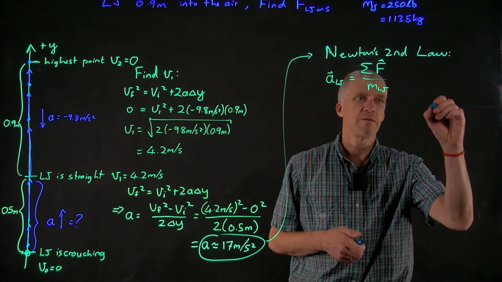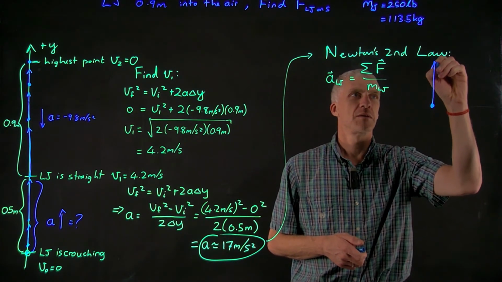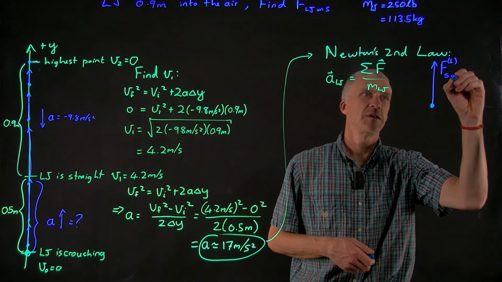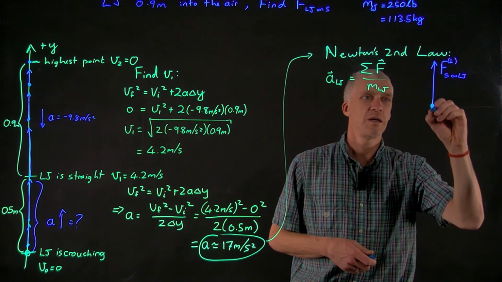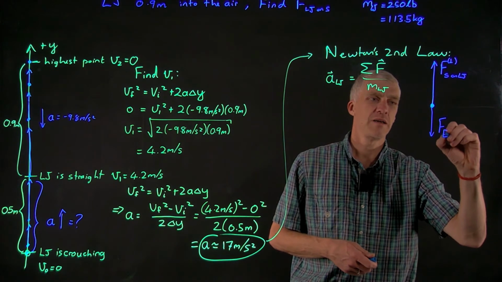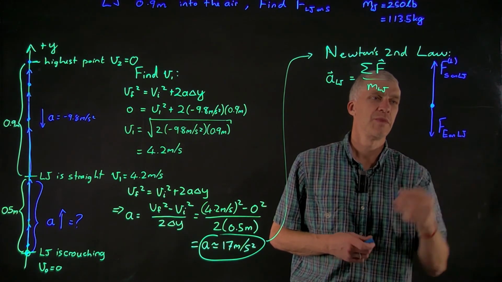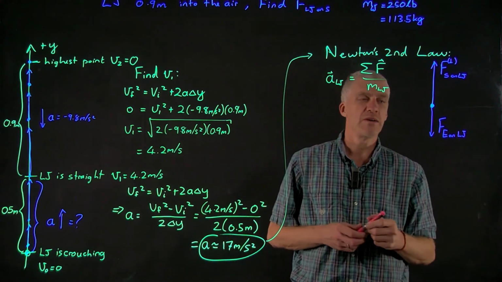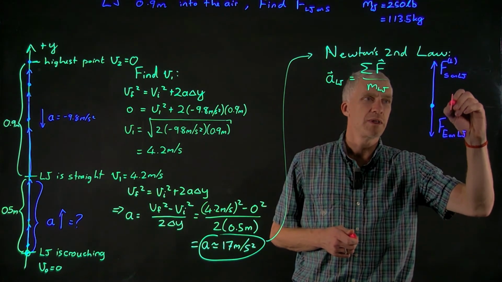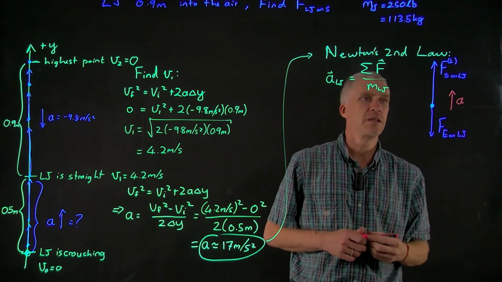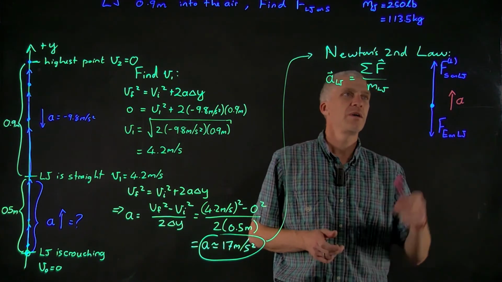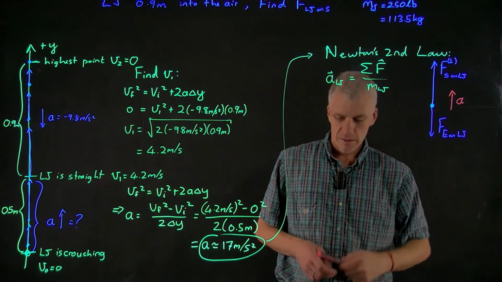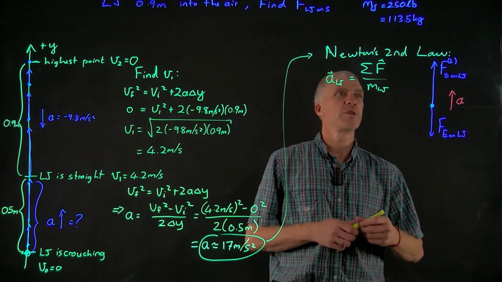If I draw a force diagram for LeBron James, there are two forces being exerted on him. There's the perpendicular component of the surface on LeBron James, and there's the force exerted by the Earth on LeBron James. You notice that I drew this arrow longer than this arrow for an important reason, because I know that at this point he has an upward acceleration. In order for that upward acceleration to occur, the surface needs to exert more force on LeBron James than the Earth does.